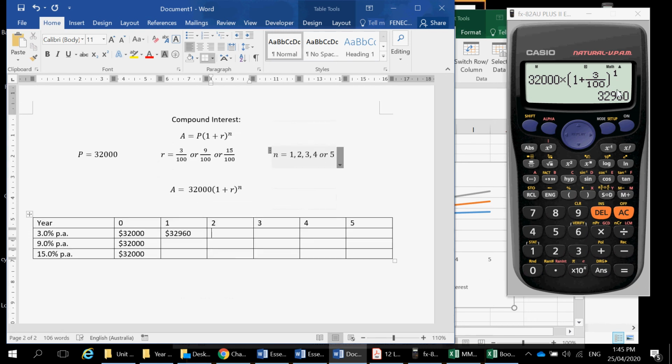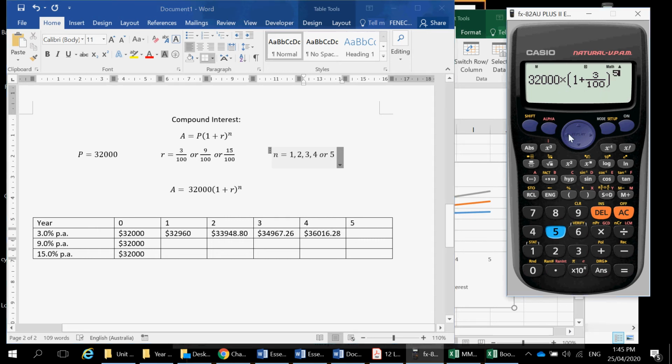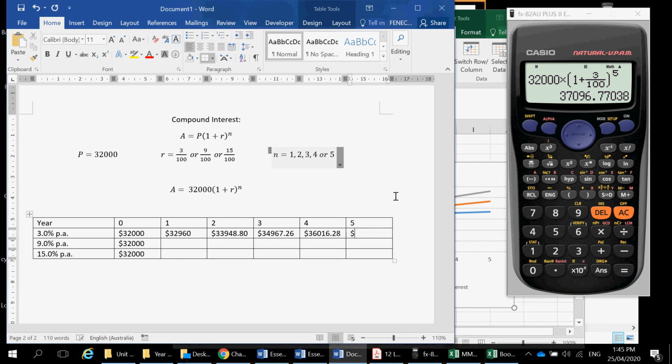To find out future years at 3%, all I need to do is change the number of years up the top there. So we'll get 33,948.80. Whoops, that wasn't a dollar symbol. And keep doing it. Keep pressing the back button on your calculator and change it to the next year. 34,967.26. Change it to the next year. 36,016.28. By the way, would you expect these compound interest values to be higher or lower than the simple interest ones while I'm doing all this?